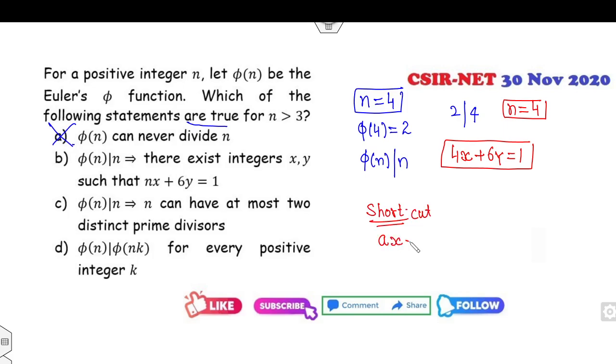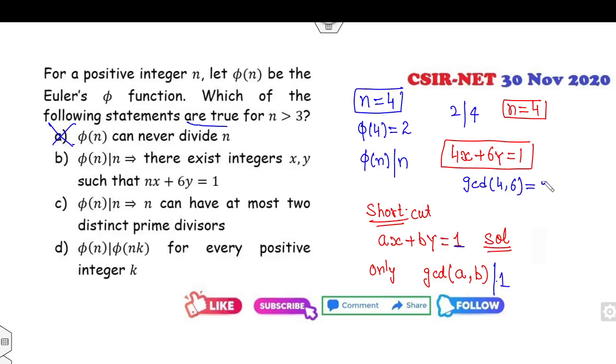Whenever you have the system ax plus by is equal to 1, it has a solution only if you find the GCD of a comma b. Whatever the GCD of a comma b, if it divides the right hand side quantity, then you have the solution. What is the GCD of 4 comma 6? It is 2, but 2 doesn't divide the right hand side. That means this case is not satisfied.